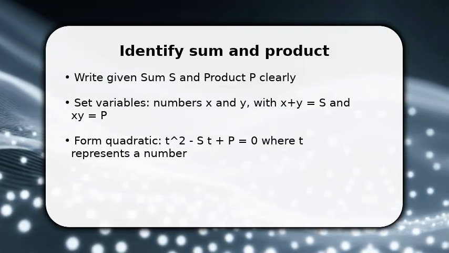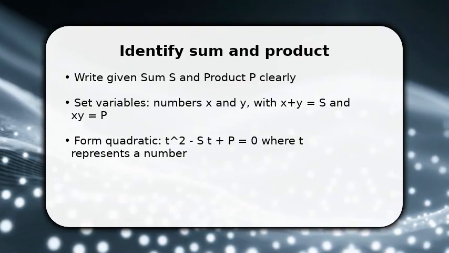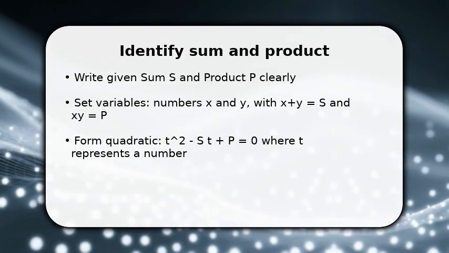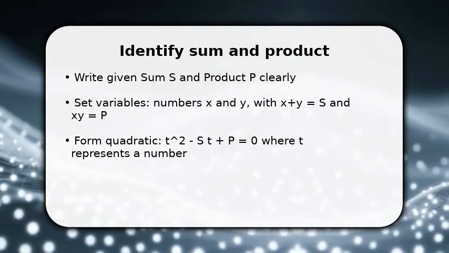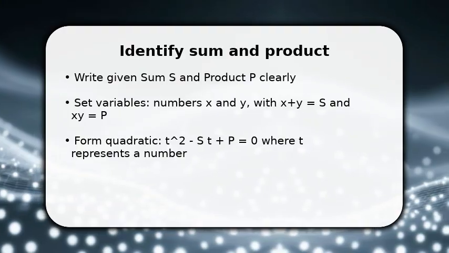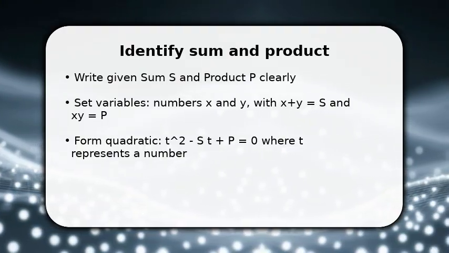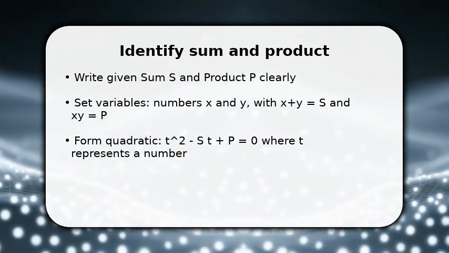Then translate those relations into a single quadratic in t: t² − st + p = 0, which captures both numbers as its roots. Once done, you have converted the problem into solving that quadratic, because its solutions directly give x and y.